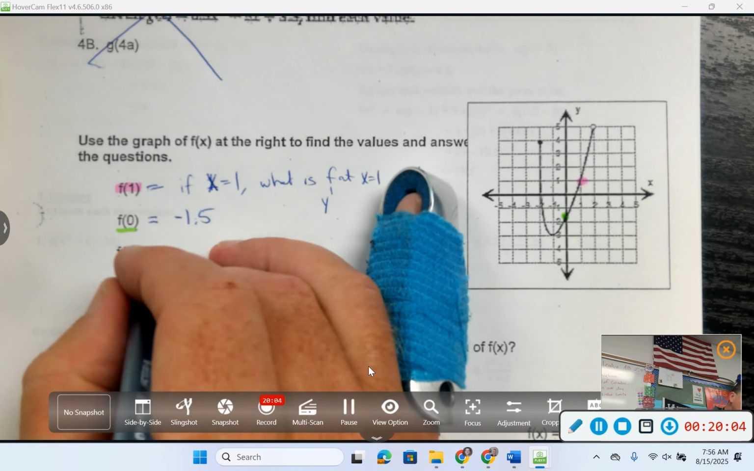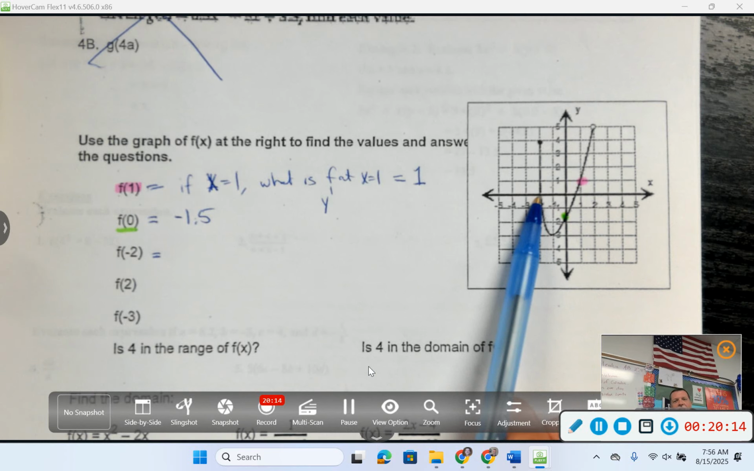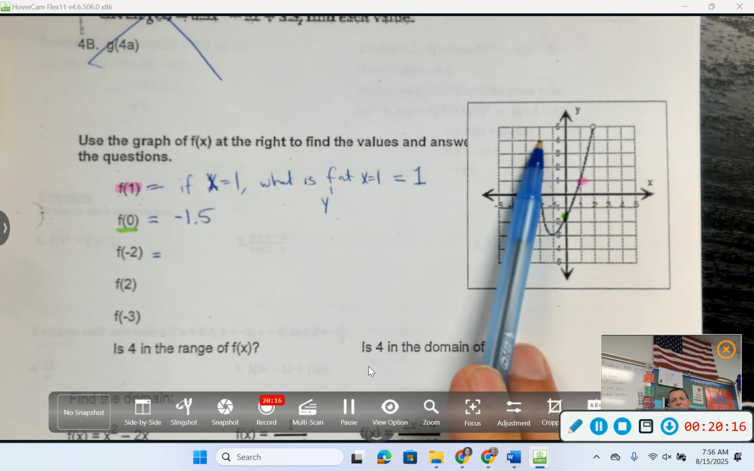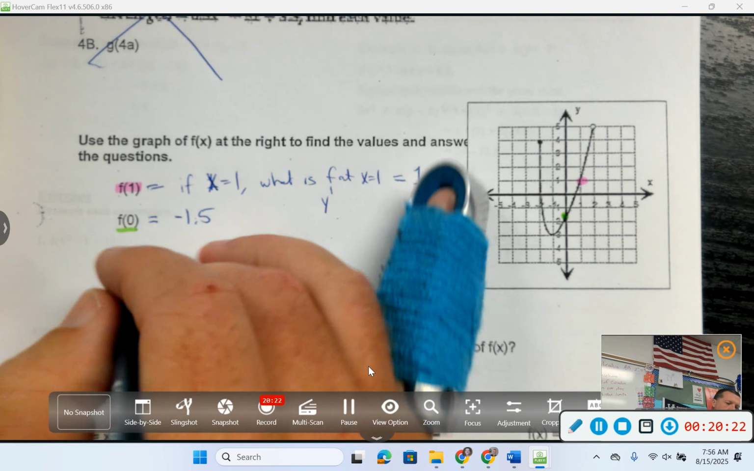How about f of negative 2? I think that's an easier one. F of negative 2? Well, I see what maybe you're looking at, but they give us a dot up there that I think lands on the grid. So what's f of negative 2? 4.